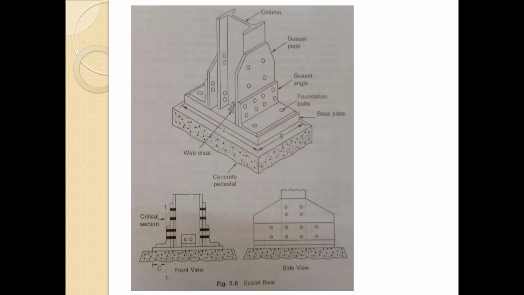Here you can see this is the column, this is the gusset plate, this is the gusset angle. Again foundation bolts are there and base plate is there. These are again web cleats. In case of shear we have to provide the web cleats also, and this is the concrete pedestal. If you see the section over here, this is the plate, this is the angle, and this is the column we have attached with the help of these bolts, and this is the side view. Here you can see this gusset plate.